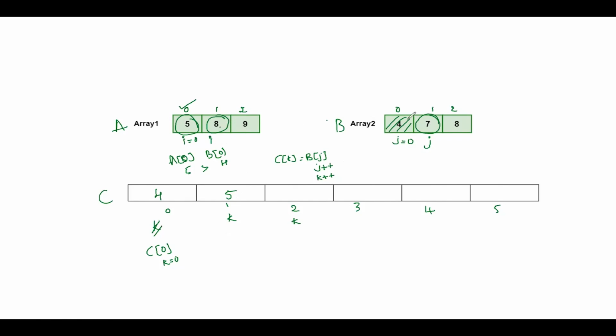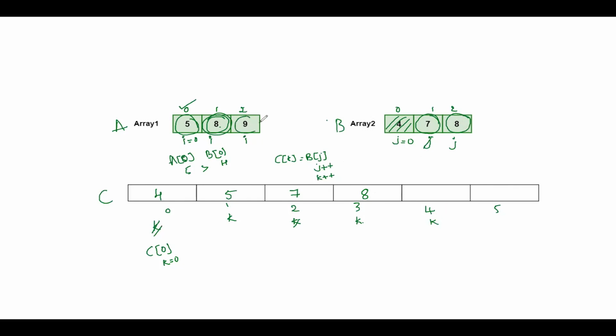Next, what I'm going to do, once again, I will compare A of I with B of J. Here I'm comparing 8 and 7. What is going to happen is 7 is lesser. Hence, I'm going to store the value of B of J, which is nothing but 7, and increment the J value to the next position, as well as increment the K value to the next position. Once again, compare A of I, that is 8, with 8. Here we are finding that both of them are equal, so we can copy any one of them. Suppose I'm copying from A of I. So 8 I'm going to store here, increment the I value as well as increment the K value.